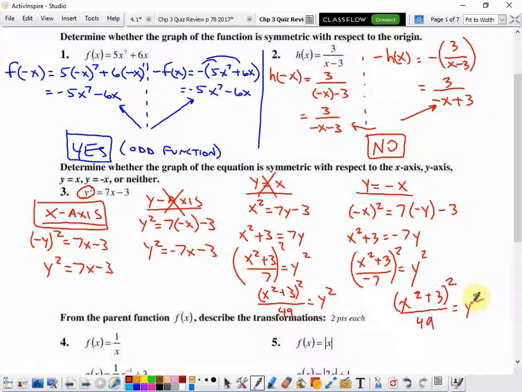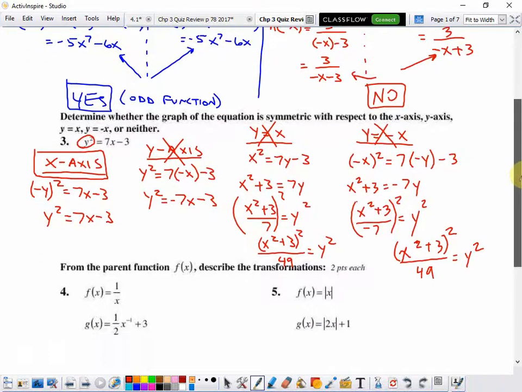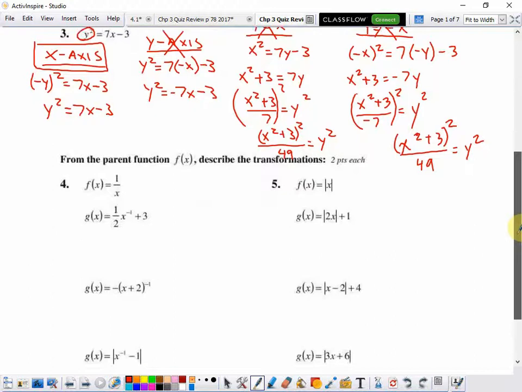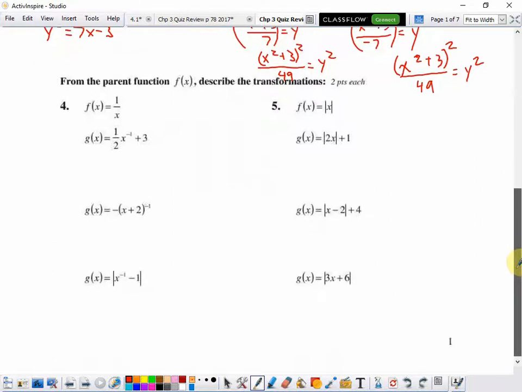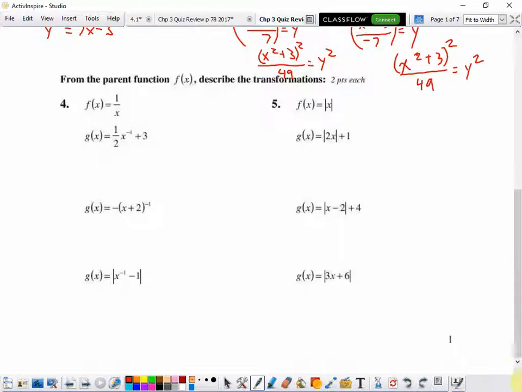One side matches the original, the other side does not match the original. There is no symmetry about y equals negative x. Next, we'll move on to symmetry within functions.